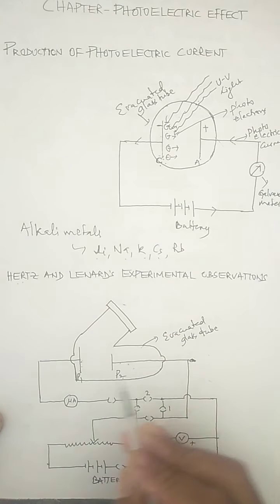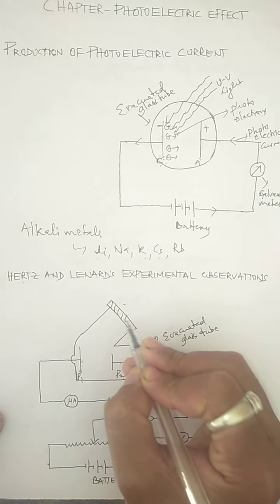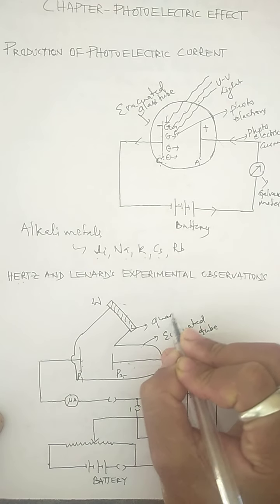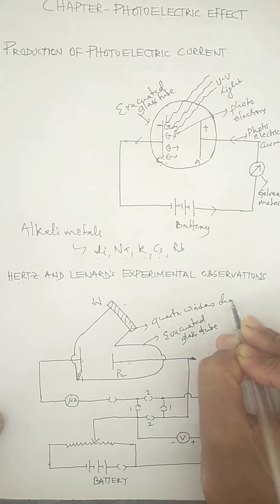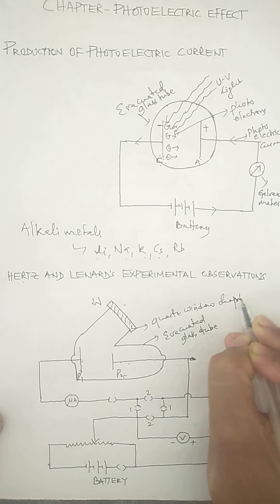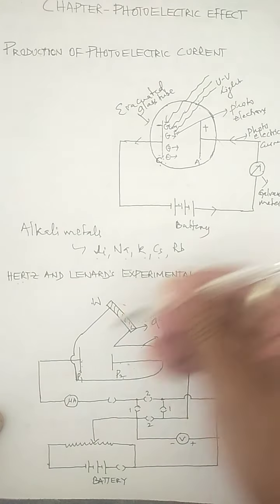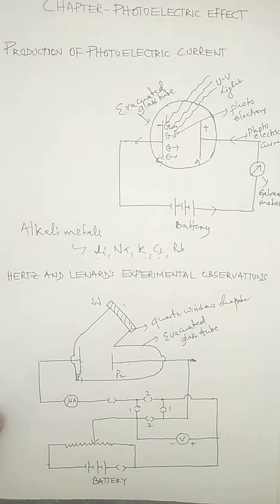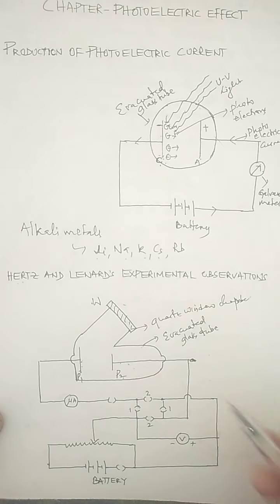Now, out of the two plates, P1 and P2, the plate P1 is facing the window chamber. This is the window chamber, which I marked by the letter W, and this is basically a quartz window chamber. Through this quartz window chamber, light of certain intensity or frequency can be made to be incident on the plate. This plate, where the light is made to fall on it, is basically called the cathode plate.